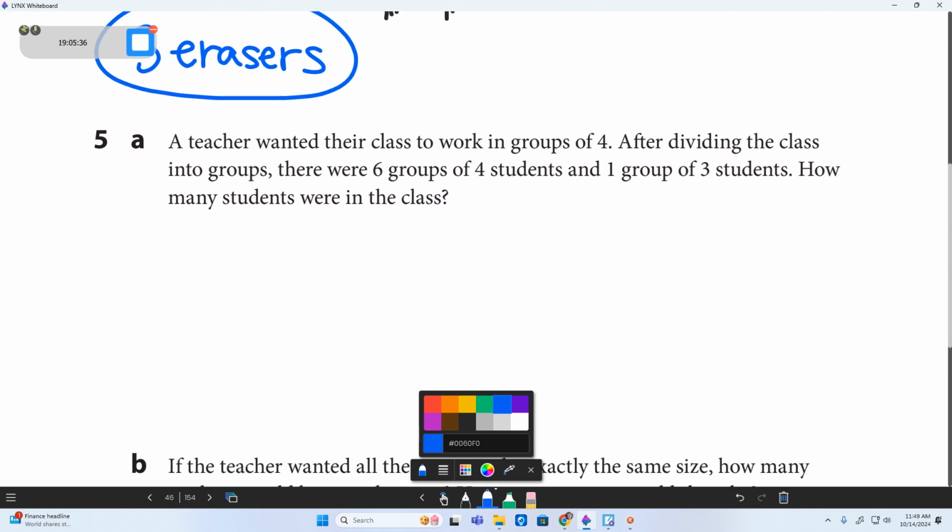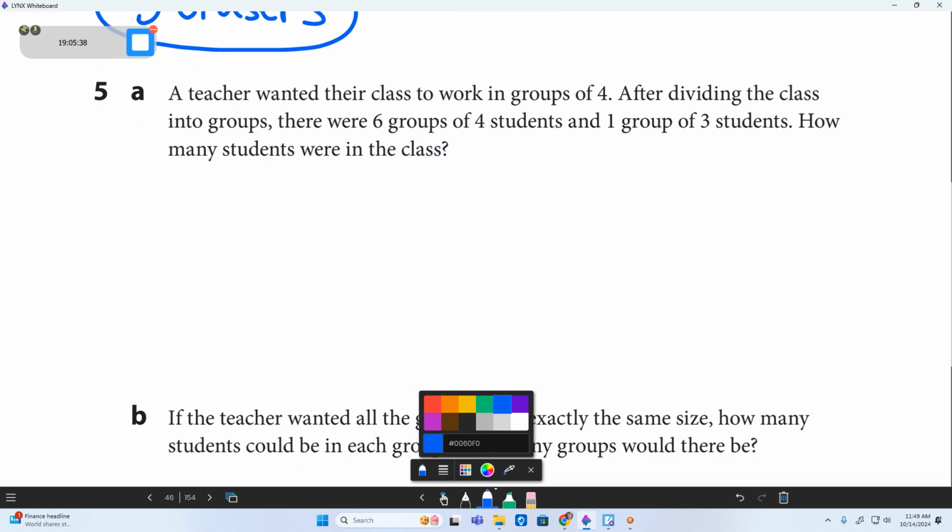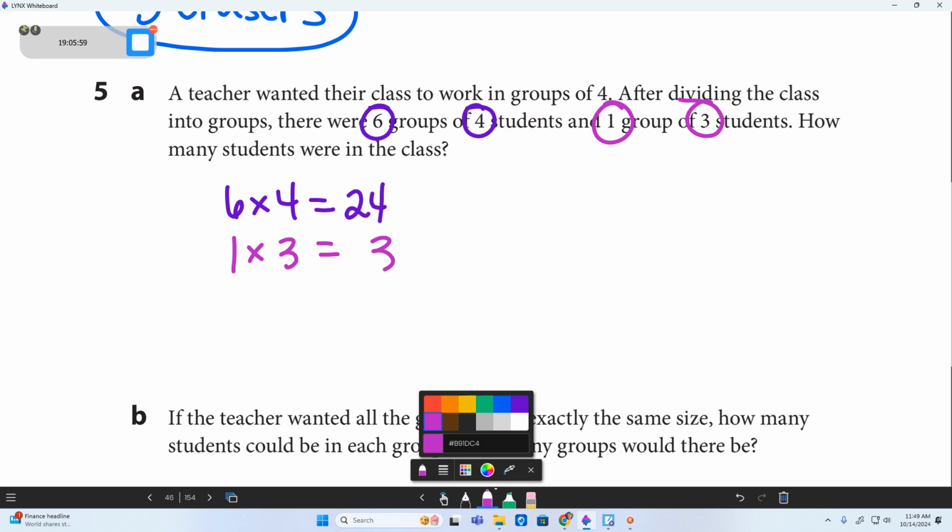All right, moving on. A teacher wanted their class to work in groups of 4. After dividing the class into groups, there were 6 groups of 4 students and 1 group of 3 students. How many students were in the class? All right, 6 groups of 4 would be 24 kids. And 1 group of 3 would be 3 kids. Add those all together, and we get 27 students. That was an easy one for me. I hope you thought so too.